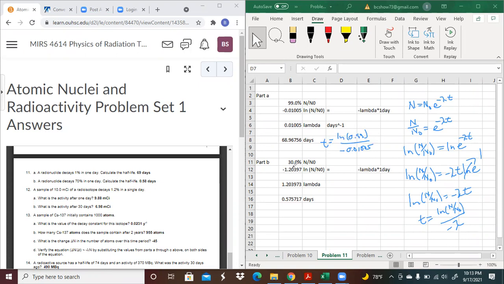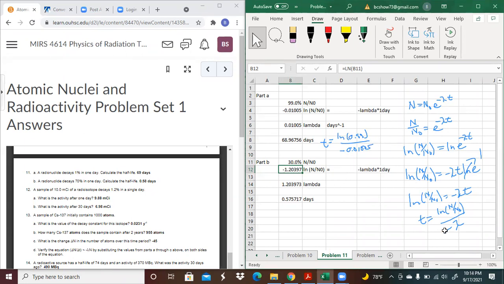Part B is pretty much going to run the same way. The only difference here is that with part B, I see a decay of 70%, which means the ratio of what I end up with over what I start with is going to be 30%, because 70% of it's gone in 1 day. But the same solution process goes along. So I take the natural log of this, that's what that ends up being, minus lambda times 1 day.